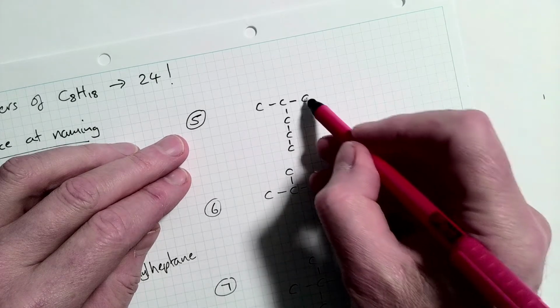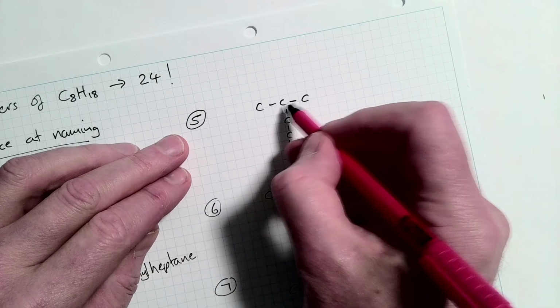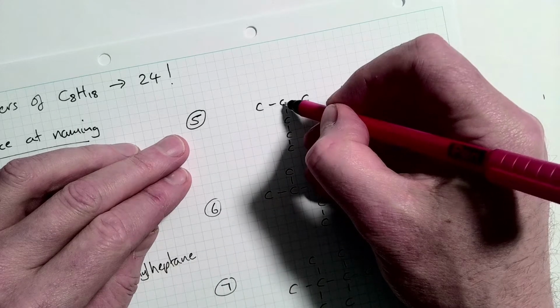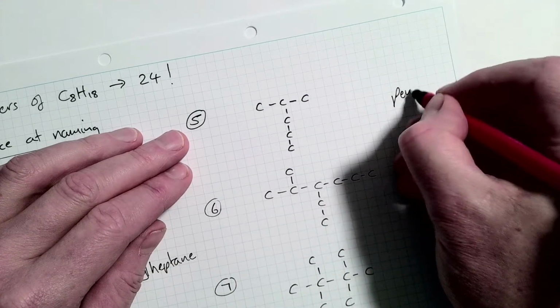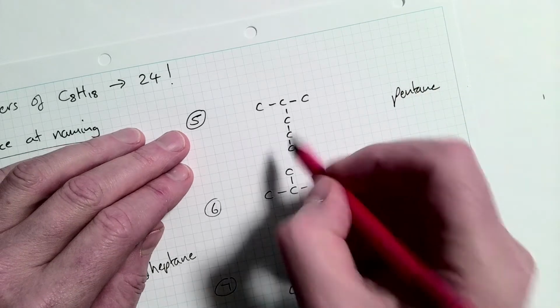It's going to be a pentane, I think. 1, 2, 3, 4, 5. Yeah, so it's pentane, the main molecule, the longest chain.